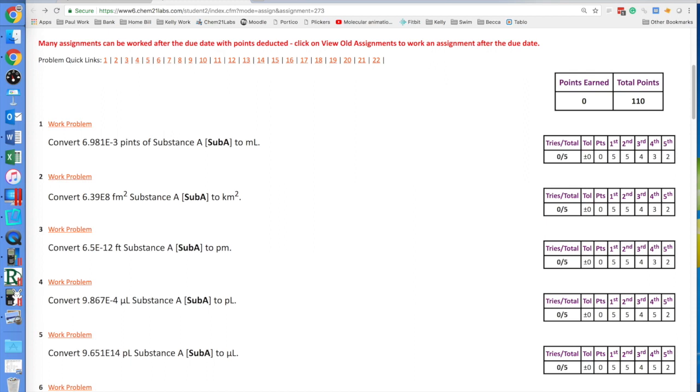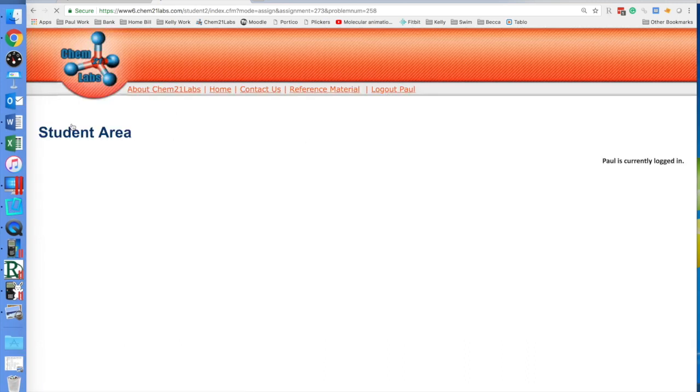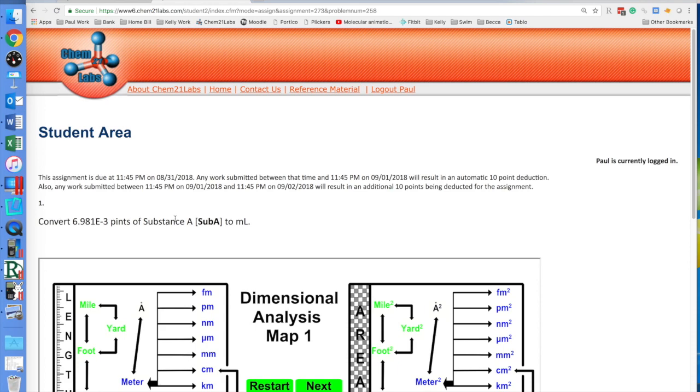Okay, I'm now going to show you how to use the conversion table in CHEM21. So I'm going to work problem number 1, and I'll click on it. Problem number 1 asks me to convert a certain number of pints into milliliters. We don't know what the substance is, so we're just going to call it A.